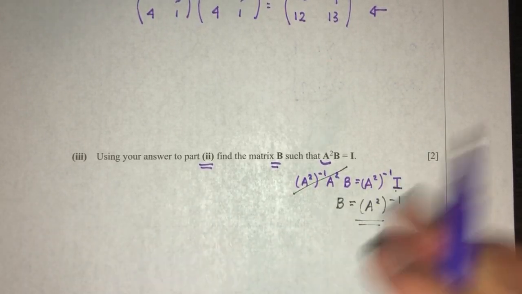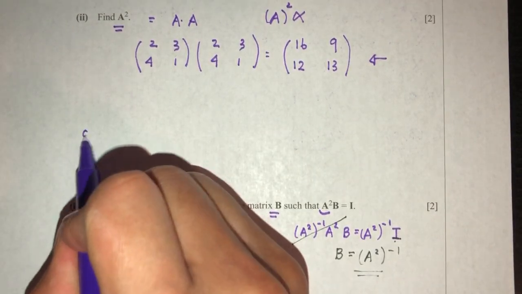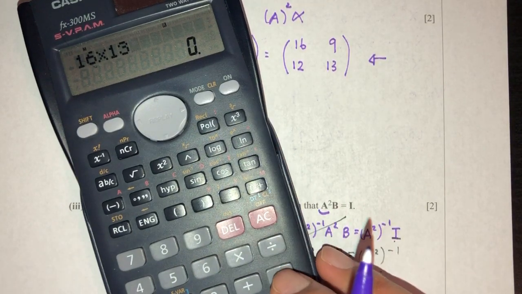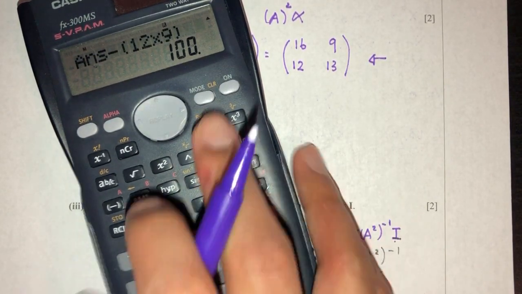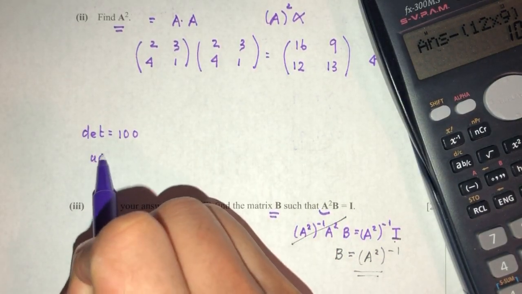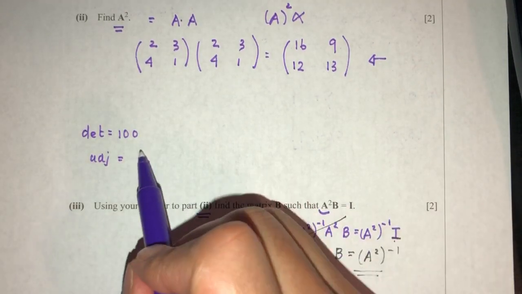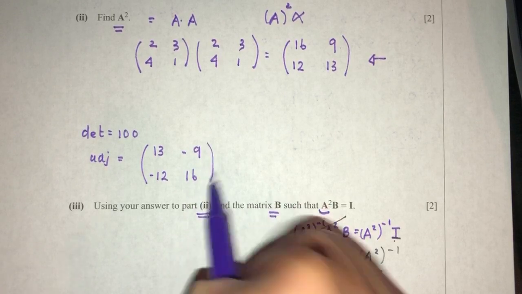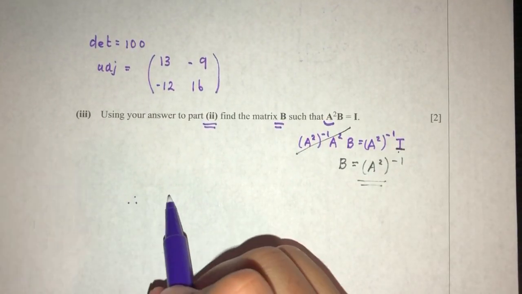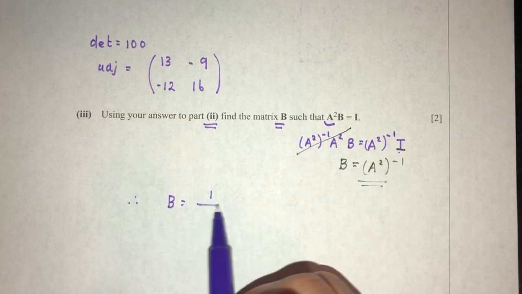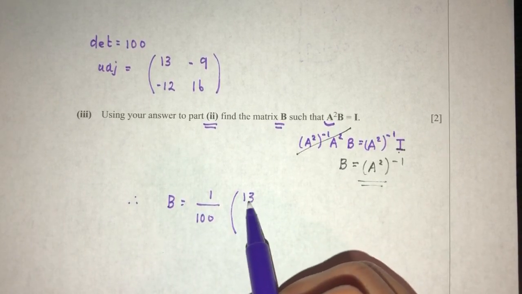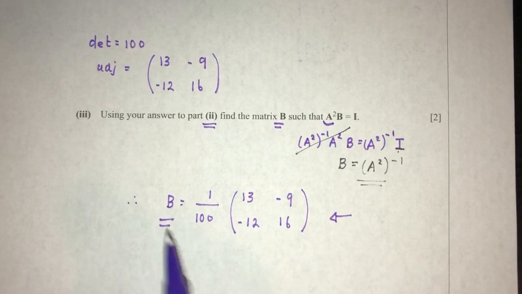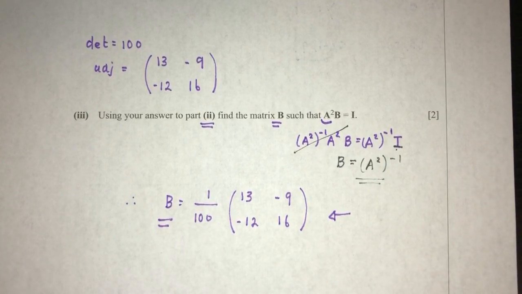So let's see. First, to find the inverse, we have to find the determinant. That will be cross multiply. So you have 16 times 13 minus 12 times 9. That will be 100. And the adjoint matrix of A squared will be 13, 16, minus 12, minus 9. So your answer will be what? Finally, B has to be the inverse of A squared. That will be 1 over determinant times the adjoint matrix. Okay, that will be your answer for B. That will be question part 3.